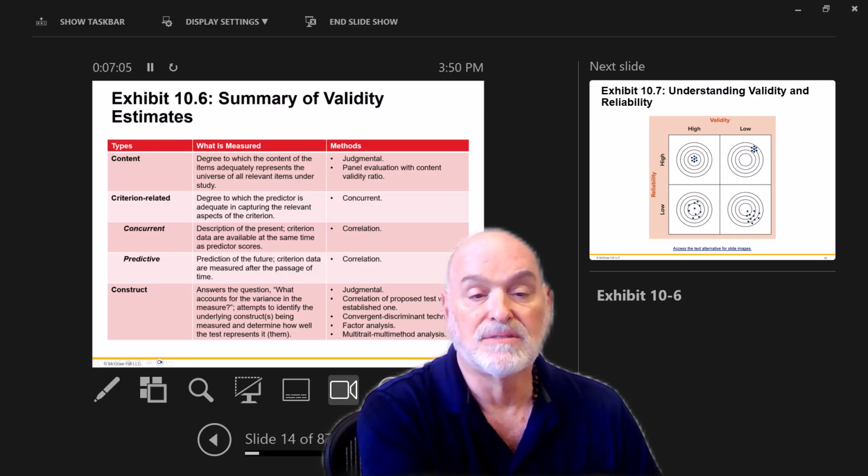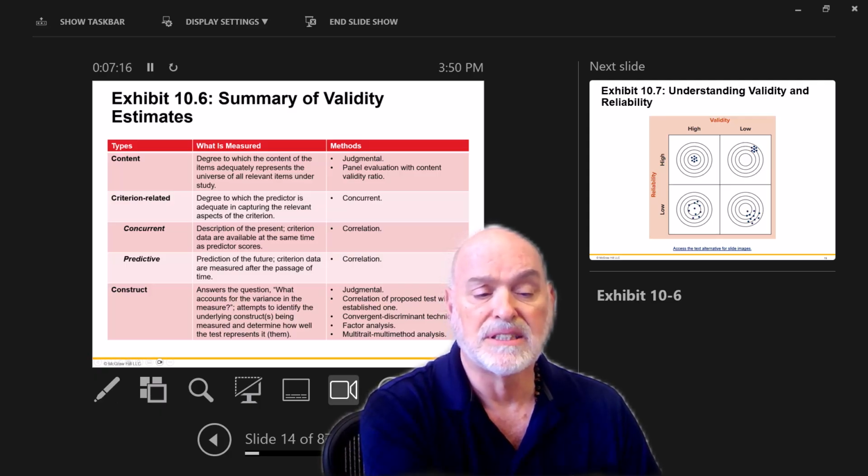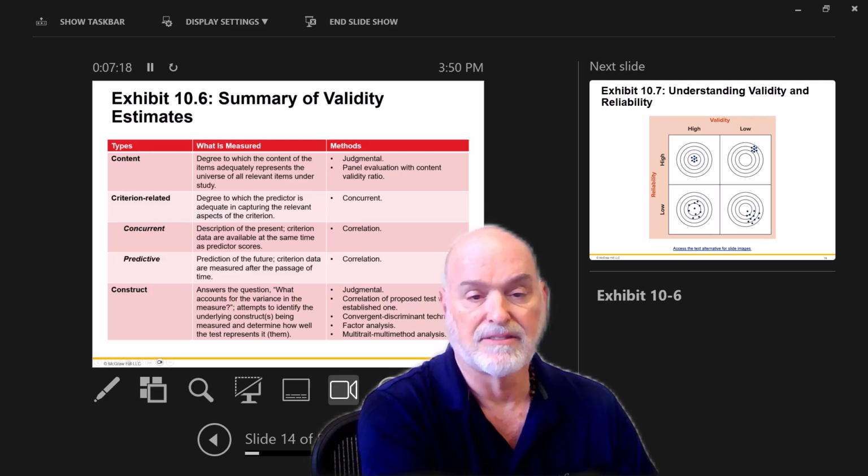What is measured? Degree to which the content of the items adequately represents the universe of all relevant items under the study. That's content. Criterion related, concurrent, predictive, and construct. I don't have to read all of that for you.